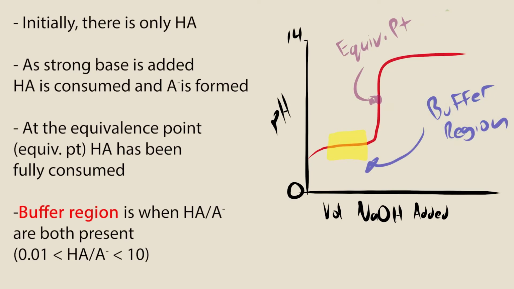So in this example, initially there is only weak acid present in the solution. As strong base is added, the weak acid is consumed and converted to its conjugate base. At the equivalence point, all the weak acid has been fully consumed. The buffer region is where the weak acid and its conjugate base are both present.